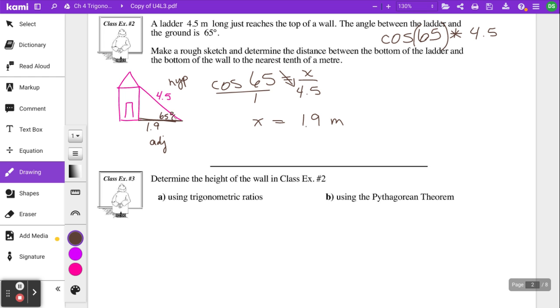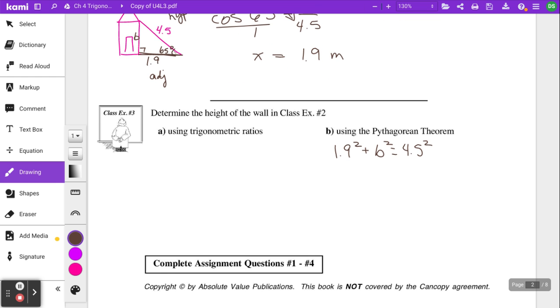Okay. So let's go 1.9, do it over here, squared plus b squared equals 4.5 squared. Agreed? The two legs of the triangle squared and added together is equal to the hypotenuse squared. Call it b. I don't care what you call it. We'll call it b. Tell me what you get, quick. Final answer. 4.08.